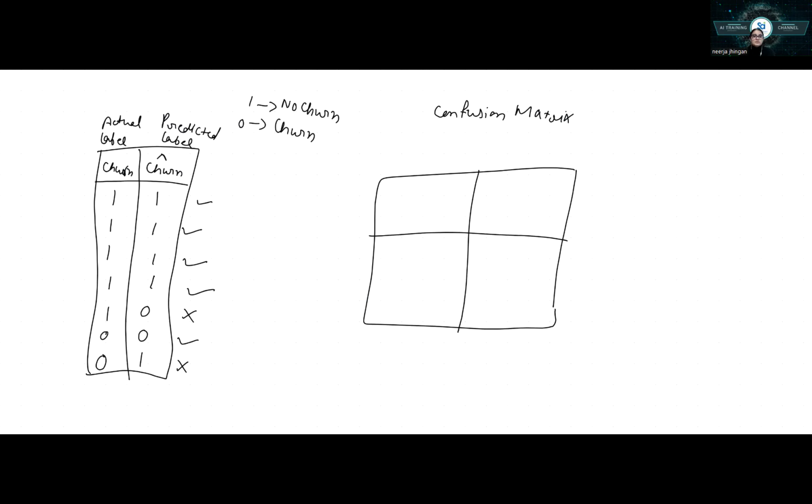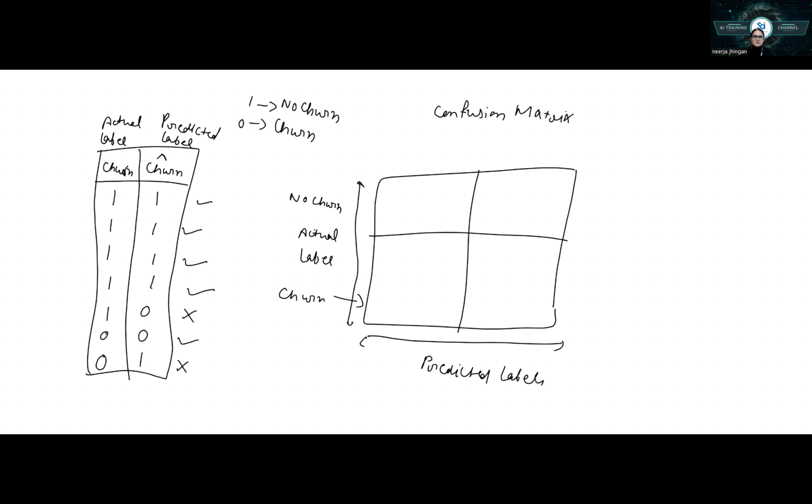So here we will name it actual label. This is your predicted label. You can draw it with me too if you want. Okay, so this is no churn. This is churn. And this is no churn, and this is churn. We denote it this way: true positive, false positive, true negative, false negative.